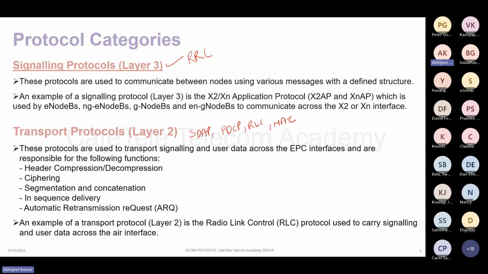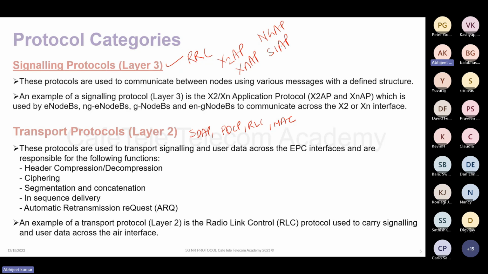So what are signaling protocols? Basically, signaling protocols govern how devices in the network communicate with each other. It means how you are sending and how you are receiving. When I'm talking about signaling protocols, what kind of protocols will come here? It will be your X2AP protocol, XnAP protocol, NGAP protocol, and S1AP protocol for non-standalone.